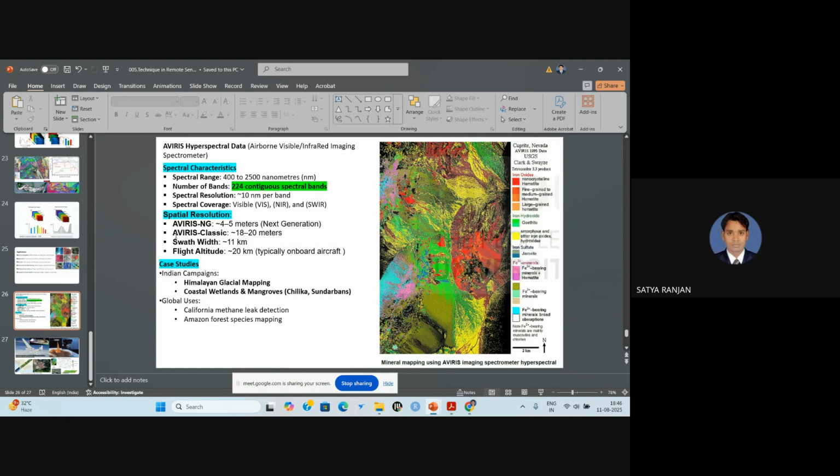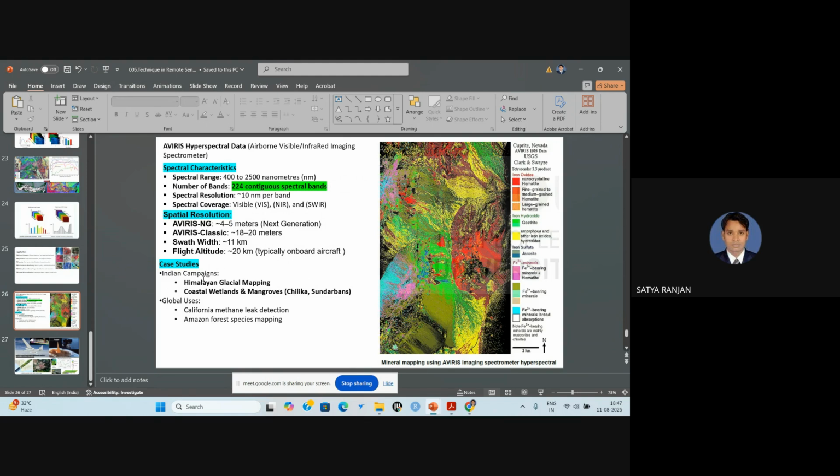And this is one of the examples of AVIRIS data, which is very high resolution data. There are 224 spectral bands, and AVIRIS-NG has 4 to 5 meter resolution. Then AVIRIS-Classic has 18 to 20 meter spatial resolution, and it's a very costly satellite image. Sorry, it is an airborne image.